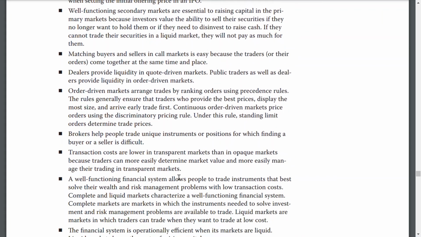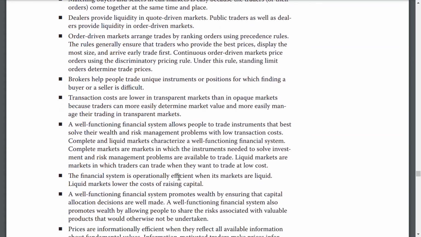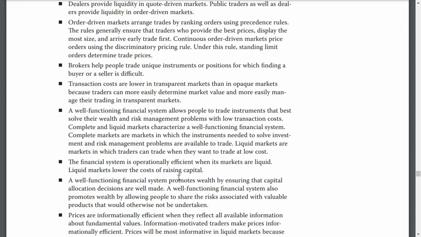Dealers provide liquidity in quote-driven markets. Public traders as well as dealers provide liquidity in order-driven markets. Order-driven markets arrange trades by ranking orders using precedence rules. The rules generally ensure that traders who provide the best prices, display the most size, and arrive early trade first. Continuous order-driven markets price trades using discriminatory pricing rules. Under this rule, standing limit orders determine trade prices.